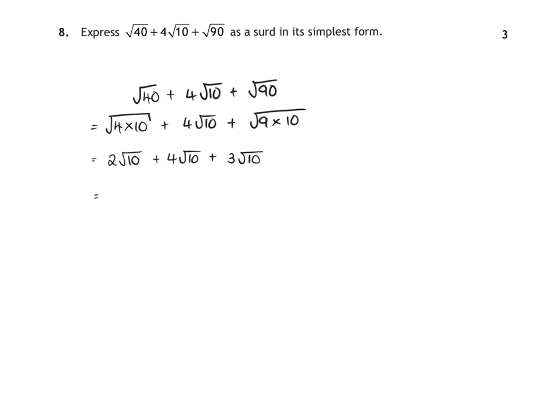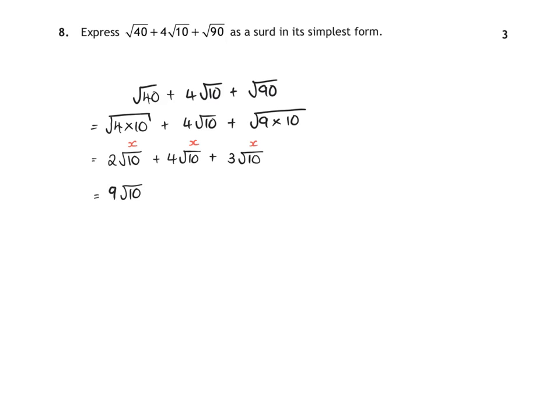And then if we wanted to, we could imagine these as if they were x's. So we have 2 of something, we add another 4, and then we add another 3, then we've got 9. So we know it's 9, but it's not 9 x's we have, it's 9 lots of the root of 10. So that's us.